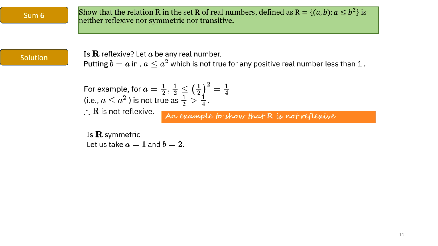If we take a equals 1 and b equals 2, then (a, b) is in relation R, but (b, a) is not in relation R. Hence, R is not symmetric.